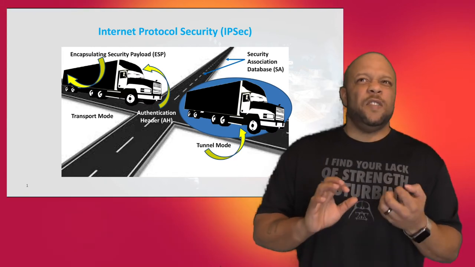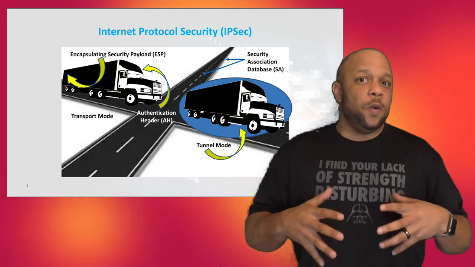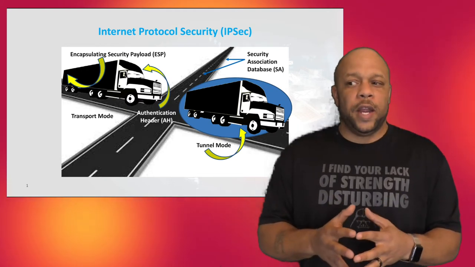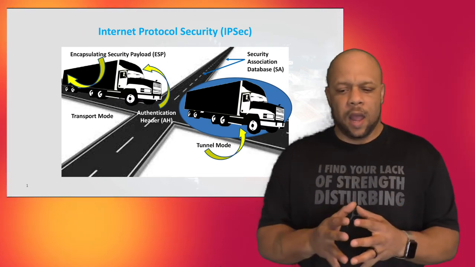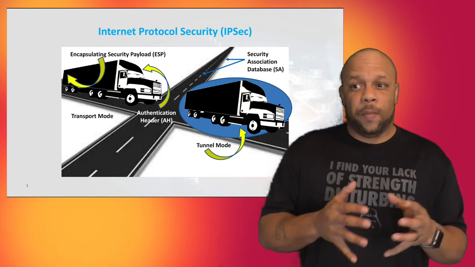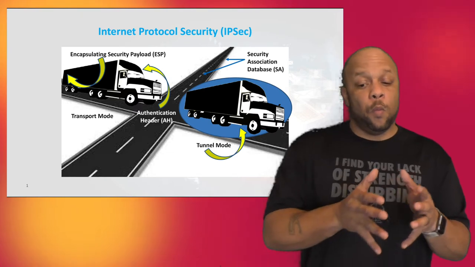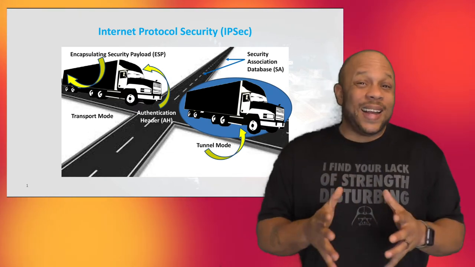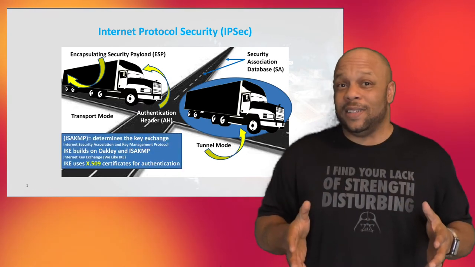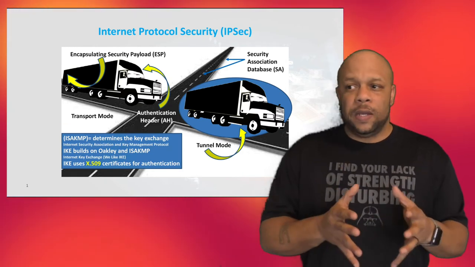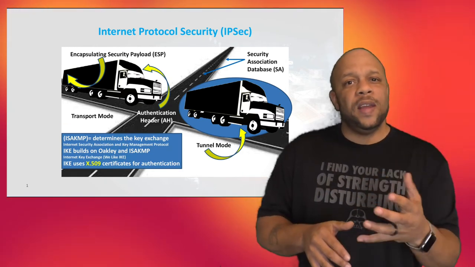Tunnel mode kind of puts an invisibility cloak over the truck so that when it gets to the way station, all it can read is where it came from and where it's going. None of the other information about how many stops or how long it's been moving. You just simply want the router to move your packet from one location to the next. That's as difficult as IPSEC needs to be. Now you know all the pieces and parts and what they do within the IPSEC protocol.